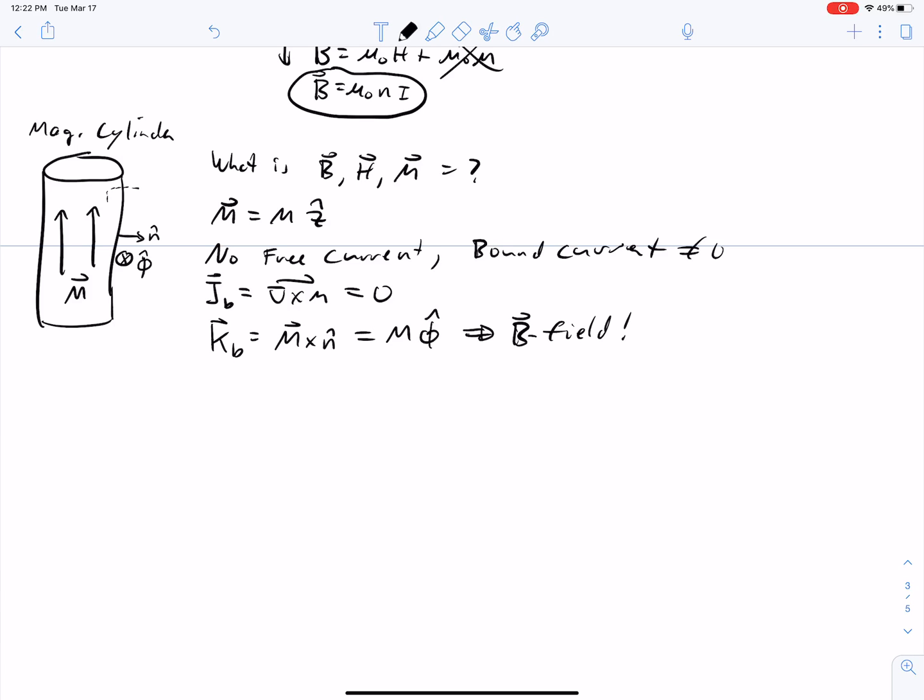We will do our Amperian loop. This is of length L, and we know that the integral of B dot dl is equal to mu naught I enclosed, and this then leads to B times L is equal to K times L. I've got to put the mu naught in front, mu naught K L. And so we see then that B is equal to mu naught K. So we got the B.